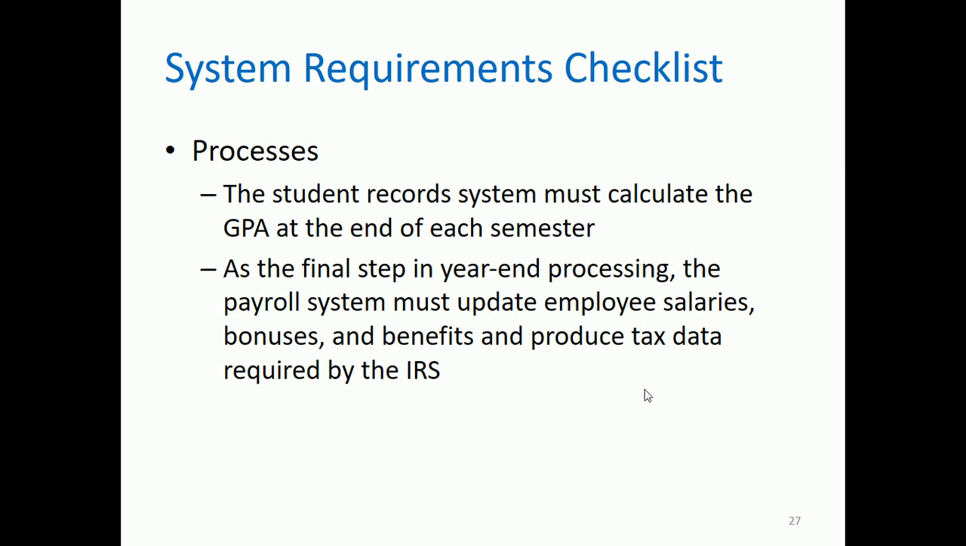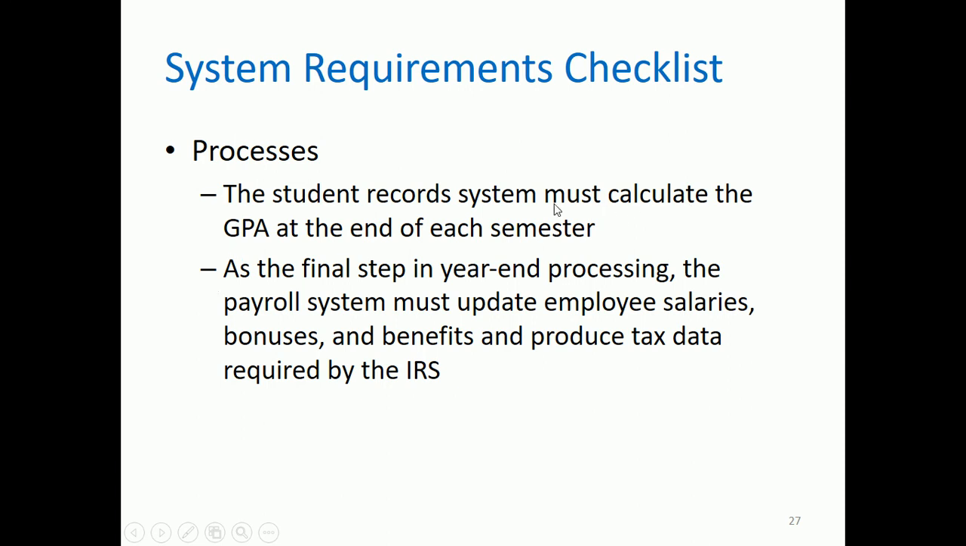But as I've said, outputs have keywords such as generates reports, prints, displays, while processes... Okay, let's look at the example. The student record system must calculate the GPA at the end of each semester. For this example, this is actually a process because you are describing the process to get the GPA.